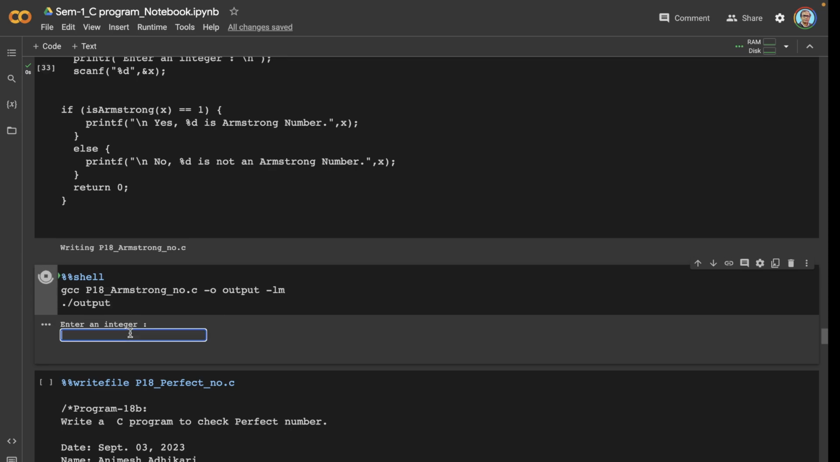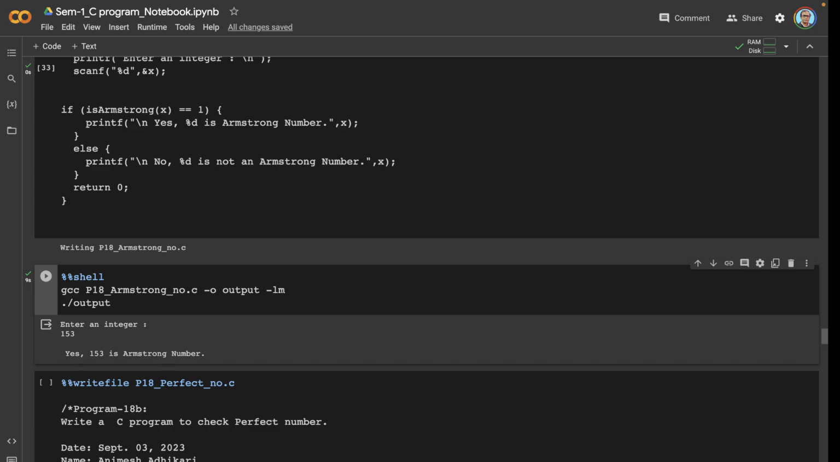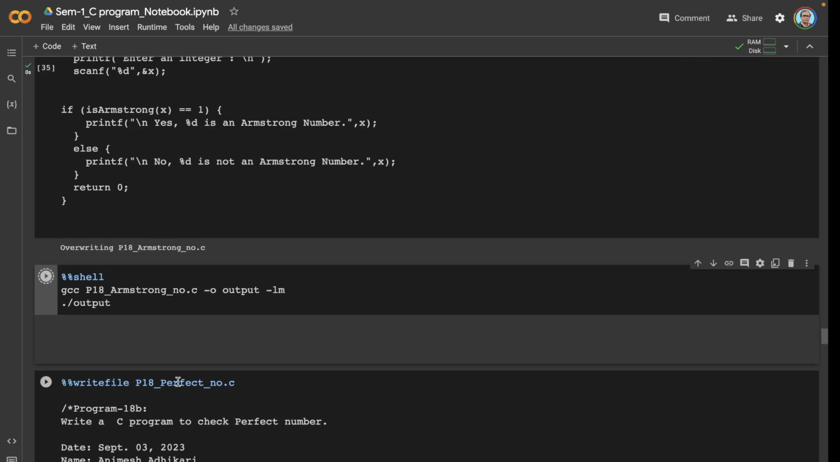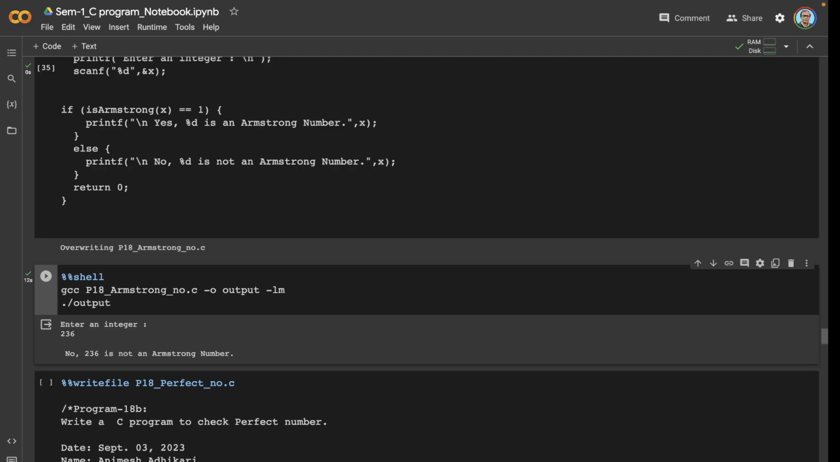Enter the number: 153. Yes, 153 is an Armstrong number. Suppose 236, it is not an Armstrong number.